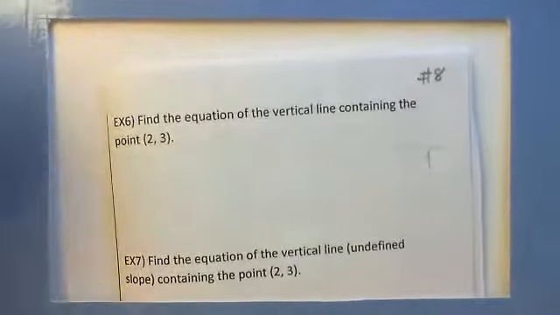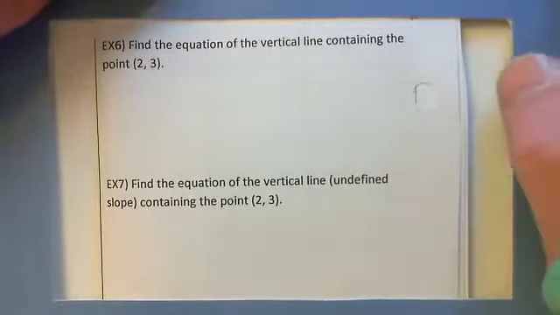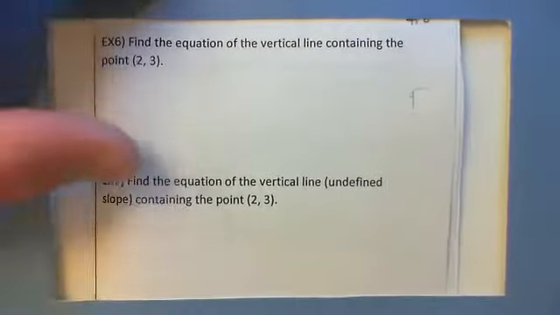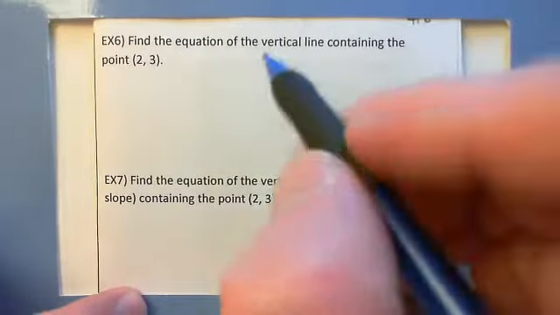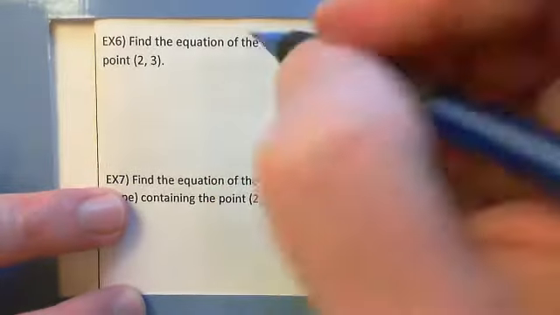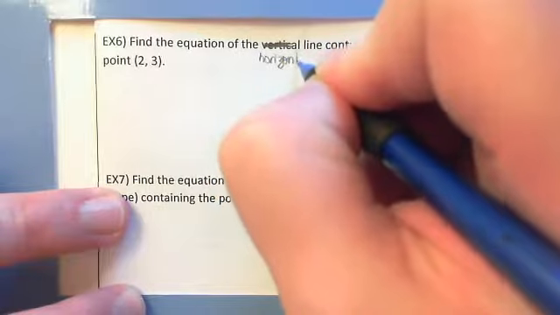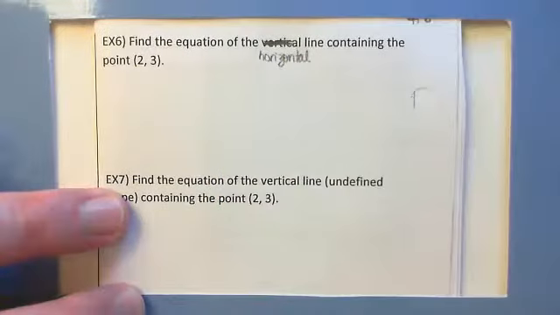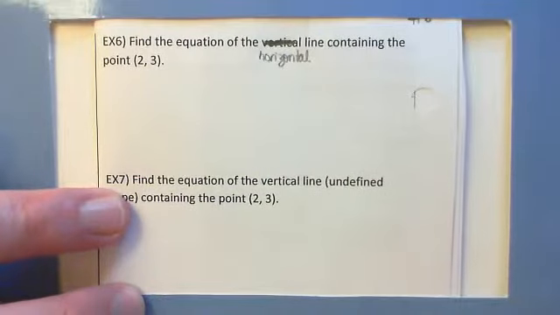Let me put the problem right there. Alright, now we're going to talk about vertical and horizontal lines. And I made a mistake here. This is supposed to be a horizontal line. Okay, so this was a typo. Find the equation of the horizontal line containing the point 2, 3.